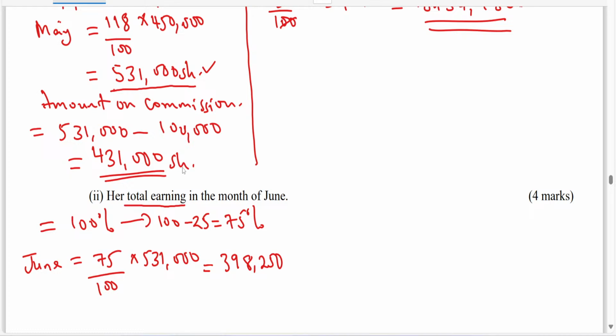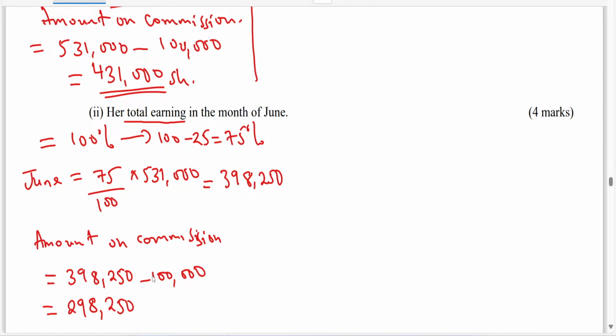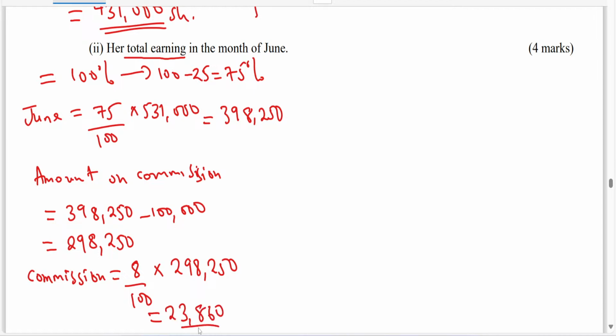This question did not ask for commission, it asked for total earning, which is basic salary plus commission. For the amount on commission, you take 398,250 as usual and subtract the first 100,000, which gives 298,250. The commission percentage is still 8%, it hasn't changed. Multiplying 8% by 298,250 gives 23,860. So this is your commission.